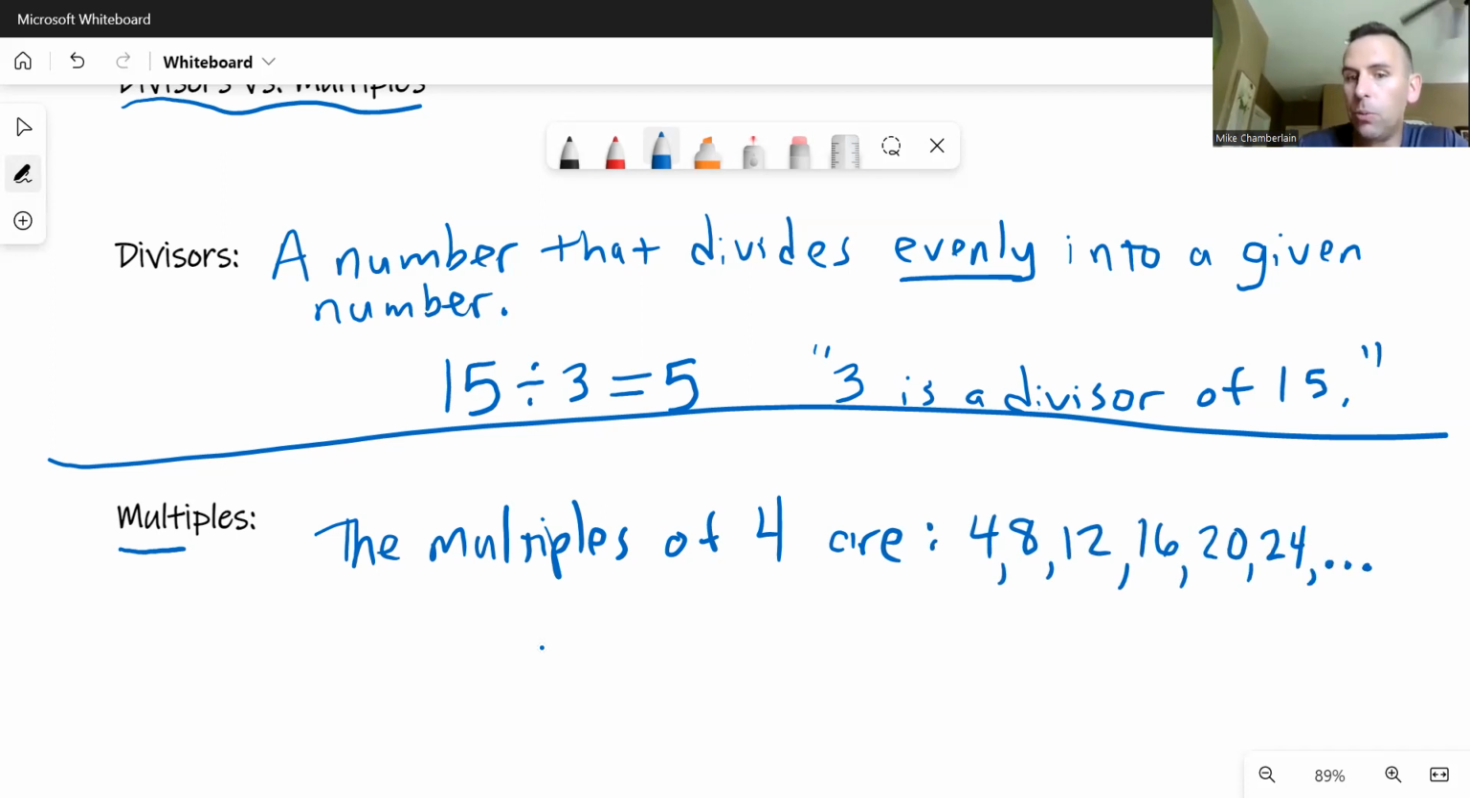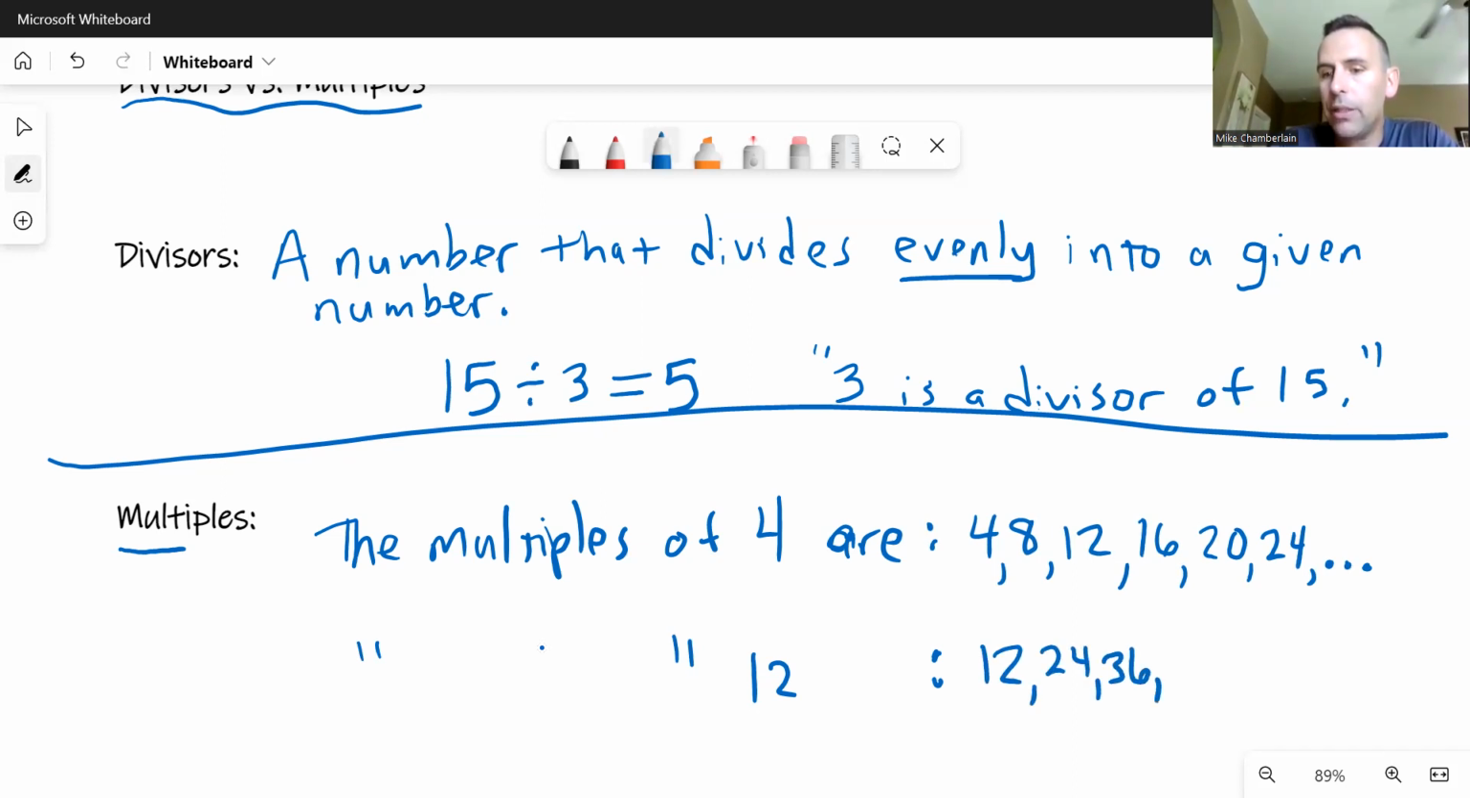Can you kind of see what a multiple is? It's taking a number, whatever the number it is you're looking at, and just thinking about its times tables, or counting by. You're basically counting by 4s. If I ask for the multiples of 12, then I can chant those off easily if I've memorized my 12s. 12, 24, 36, 48, 60, and so on. And that is the difference between a divisor and a multiple.